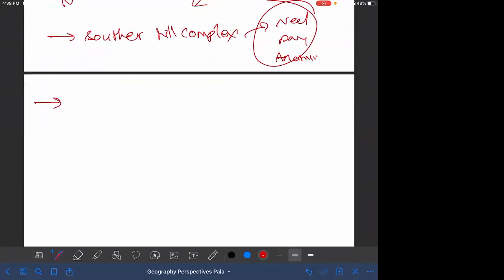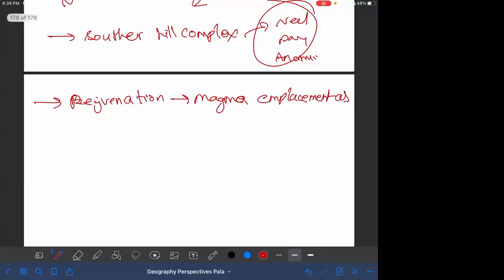Now, hill complex is very high. It's loftier because there was magma again. Rejuvenation was there again. We see this rejuvenation happening in the period of Himalayan orogeny, in the tertiary period. So there was also rejuvenation in the southern hill complex and magma emplacement. Magma emplacement as, sorry, magma emplacement as batholith. So that has again led to the what?